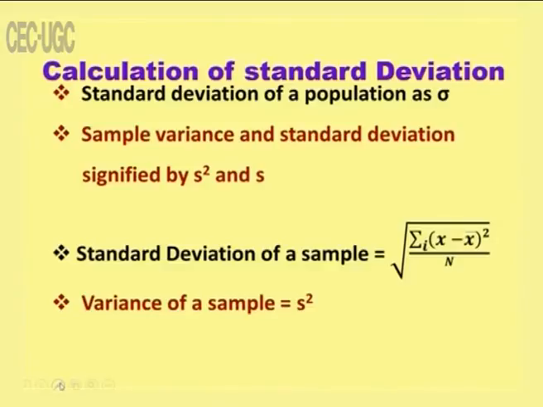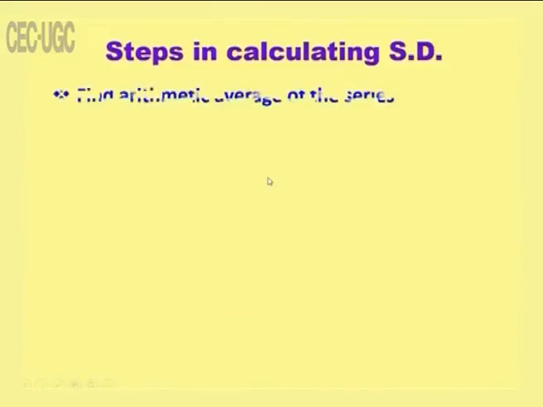There is not much difference between the standard deviation and variance. Both mean the same thing, but one is the square and the other is a square root. And therefore, by using this formula, we can find out the standard deviation.